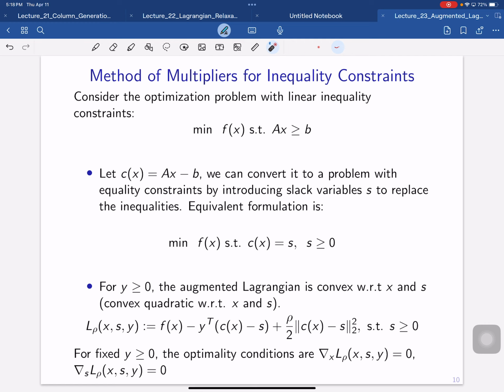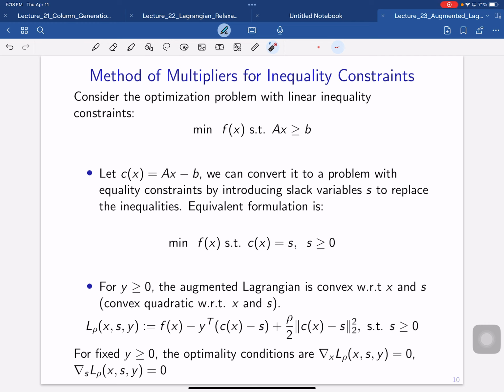And then the optimality condition would be, if this is unconstrained, that the gradient with respect to x equals 0 and the gradient with respect to s equals 0. But we do have this constraint s greater than or equal to 0, so it's not as trivial.